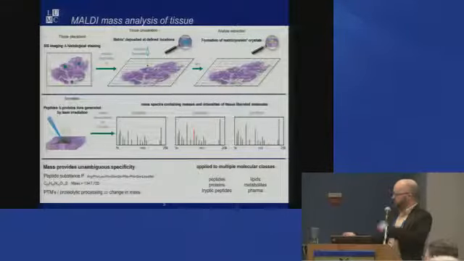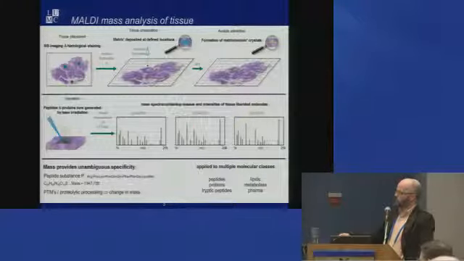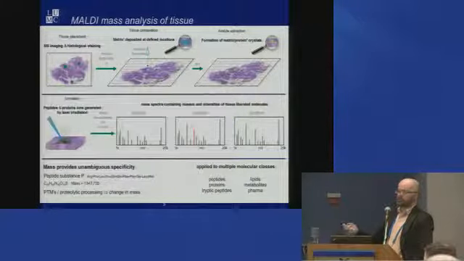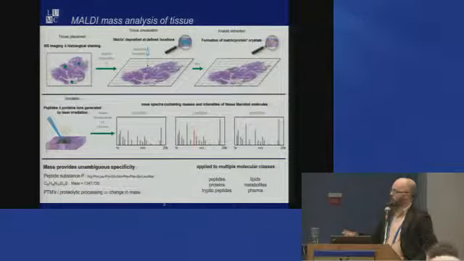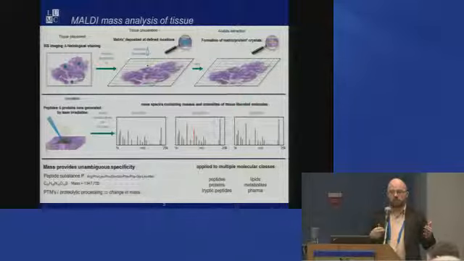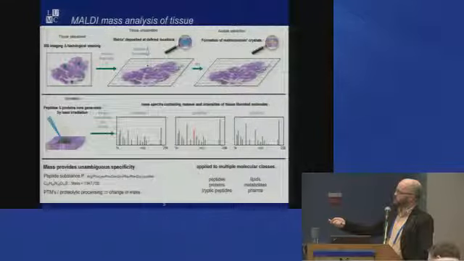We're also sensitive to different types of enzymatic processing. Post-translational modifications or proteolytic processing that result in a change in mass will result in 2 peaks in the mass spectrum, and so we can image these simultaneously. And we can apply this to multiple molecular classes using essentially the same technology, just by using different matrix solutions here.